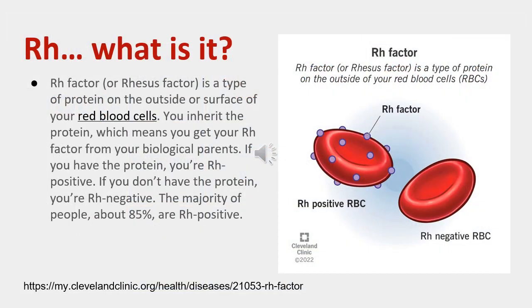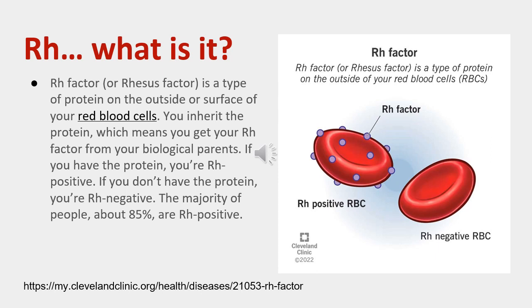So we spoke about groups or blood types, A, B, O, AB. Now I want to talk about Rh. Rh, or the rhesus factor, is a protein that is found on the erythrocyte. If you have the protein, you're Rh positive. If you don't, you're Rh negative.